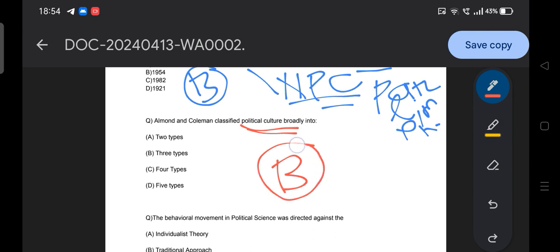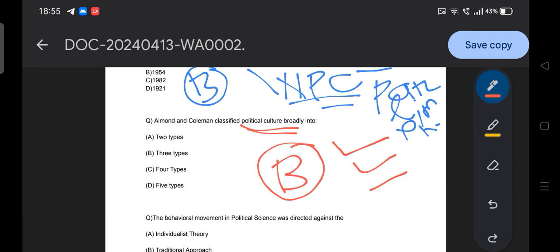But there is a mistake in the question. You will ask what the mistake is. Almond and Coleman did not classify the political culture. It is Almond and Sidney Verba who classified political culture into what? Starting from parochial culture, subjective culture, and participative culture. So this question should be: Almond and Verba classified political culture into three types. What are they? As I mentioned, parochial, subjective, and participative.